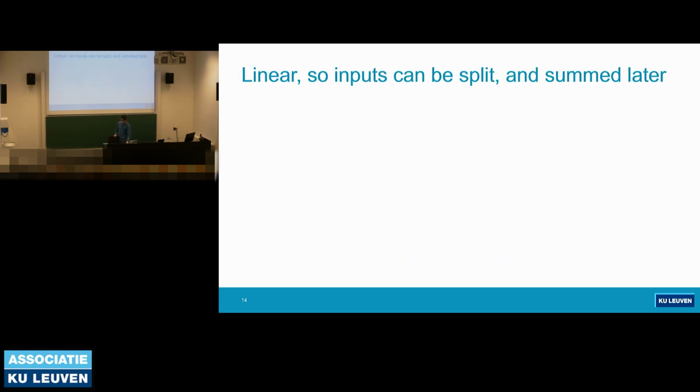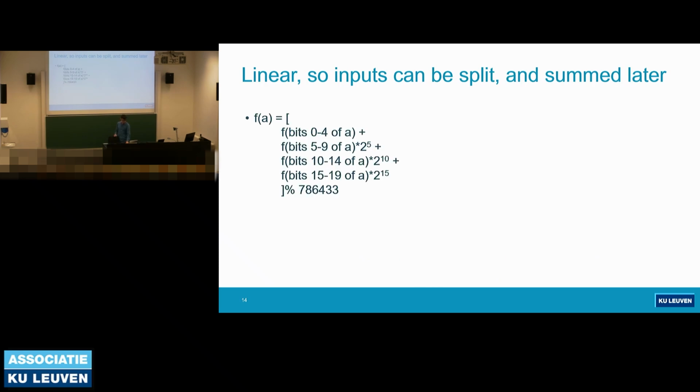So, since they're both linear, you can split the inputs and sum them later. Because you consider this function, where you multiply with a constant and then you reduce, as just a function of taking the first 5 bits, the next 5 bits, the next 5 bits, and the next 5 bits. So for the parameter set that we're using for the final, we're using 20-bit numbers, and we just split it up. Okay, well, now we have to calculate 4 different functions. What does that help us?